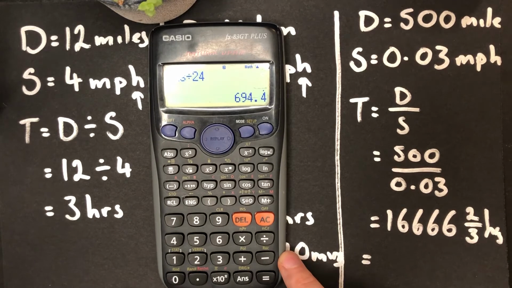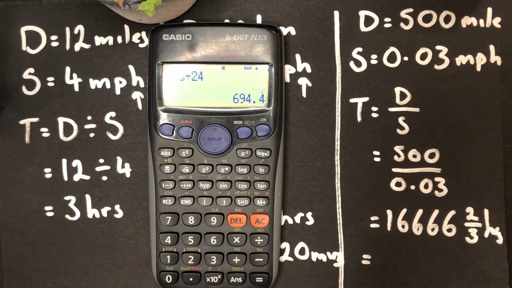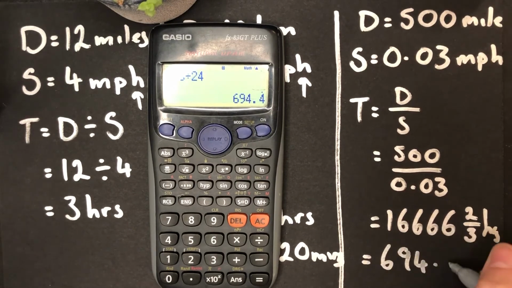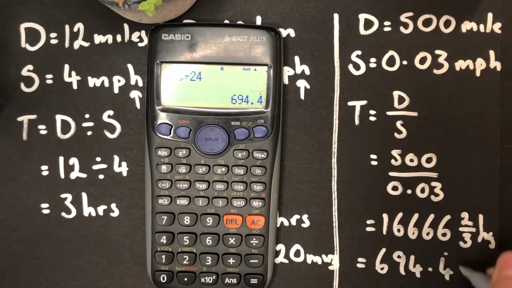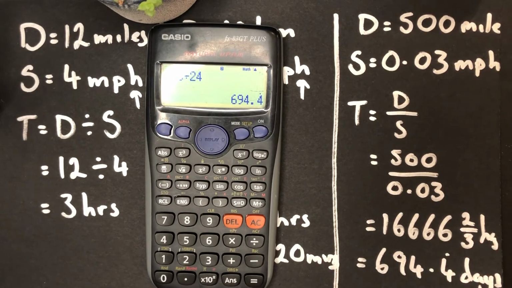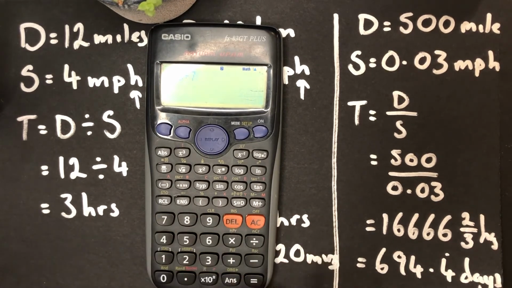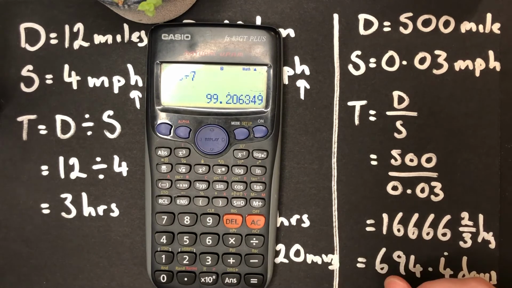694 days. Oh, snaily. Okay, so 694.4, still recurring, days. Okay, we might then want to turn this into weeks, so let's divide by 7. It's going to take that snail 99 and a bit weeks.